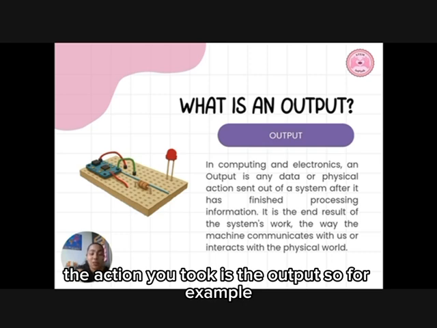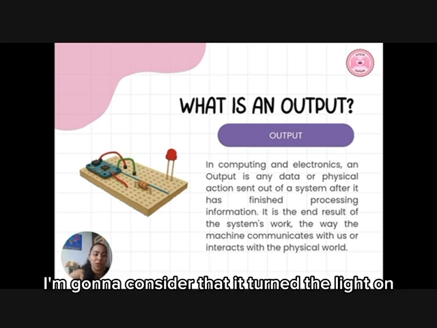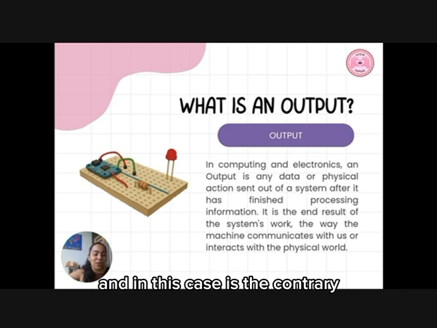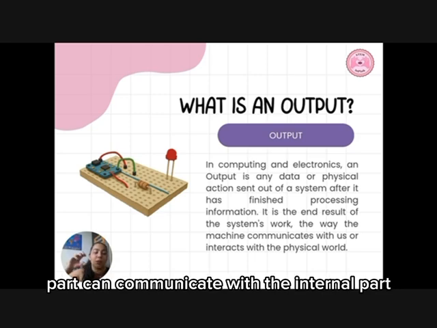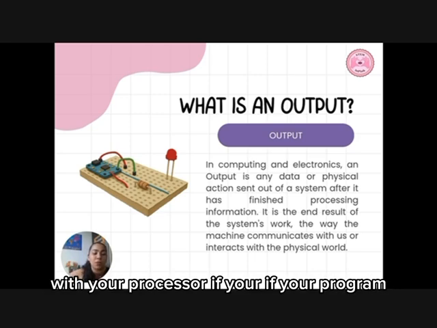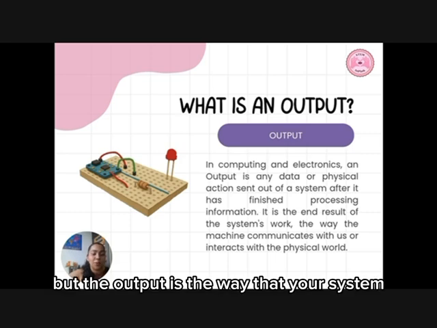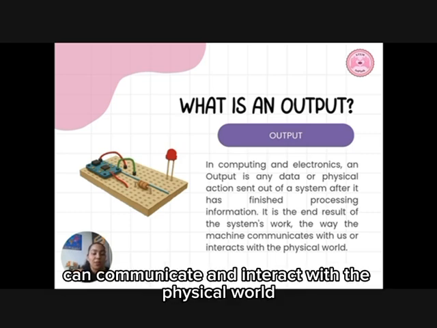So, for example, I'm going to consider that you turned the light on. So this is the output of my question. And in this case, it is exactly the contrary. As I said, an input is a way that the external part can communicate with the internal part, with your processor, with your program. But the output is the way that your system can communicate and interact with the physical world.